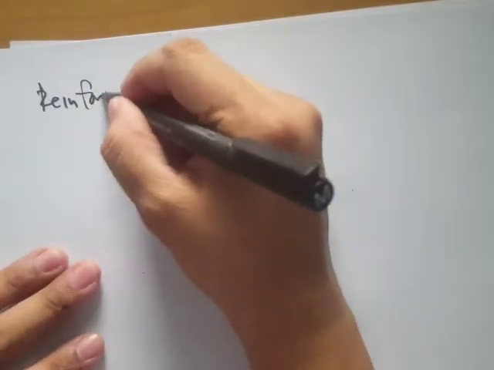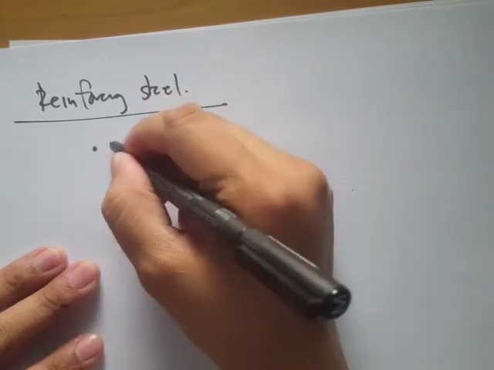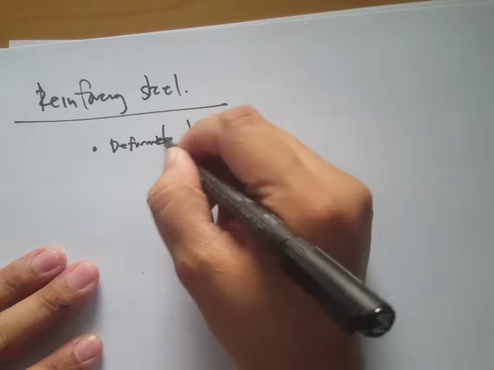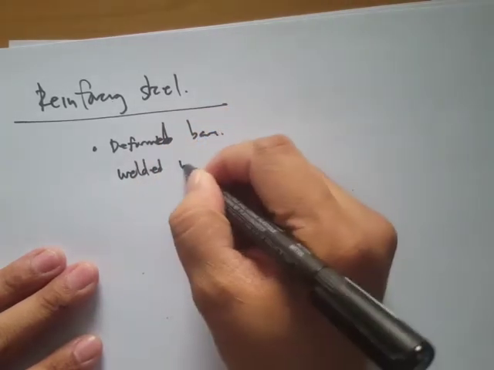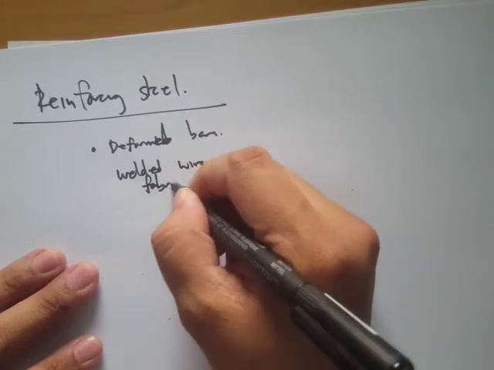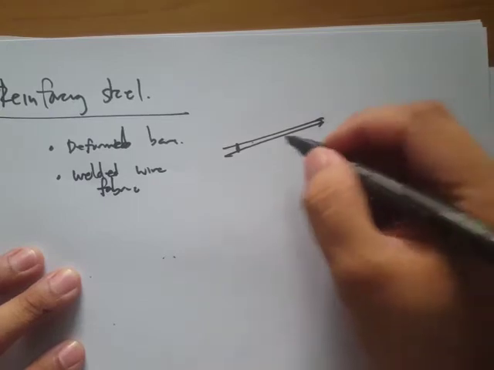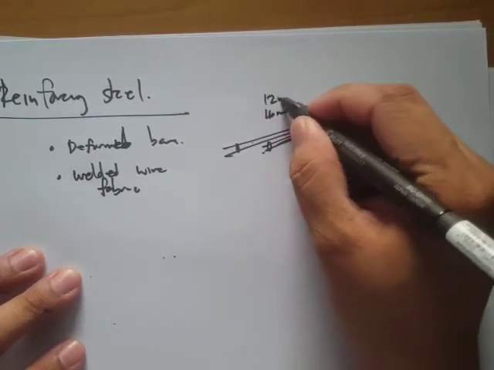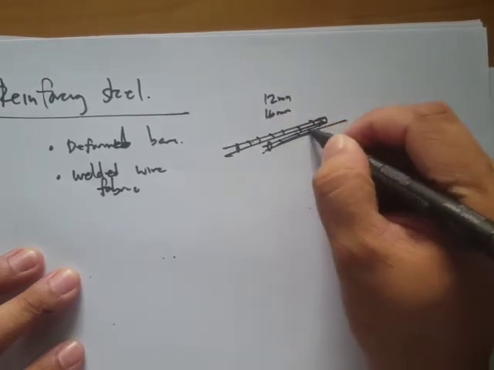Now let's go to the reinforcing steel. There are two types: deformed bars and welded wire fabric. Deformed bars are the typical bars that you see, for example 16 mm or 12 mm in diameter, with lugs on the surface.